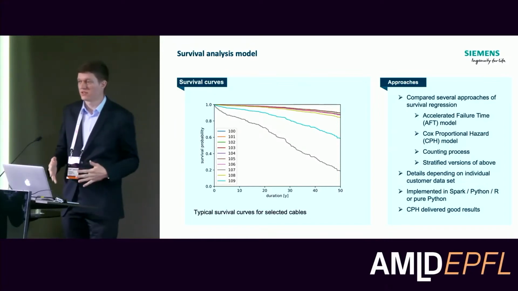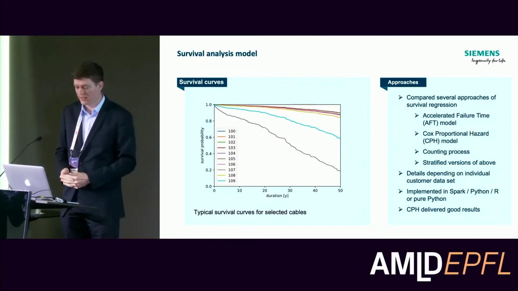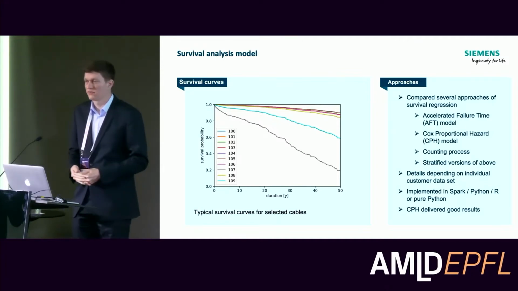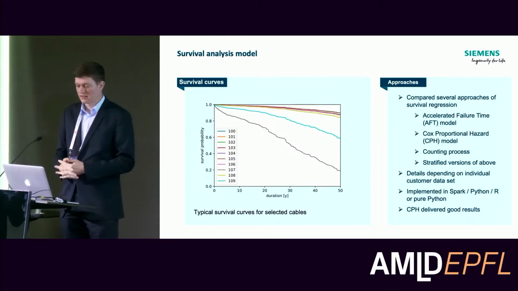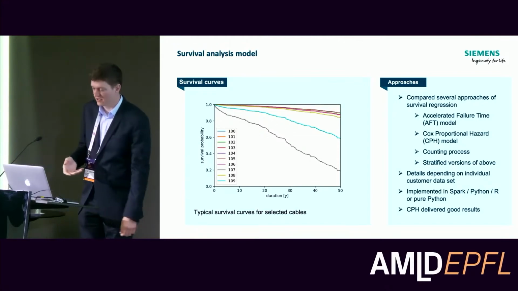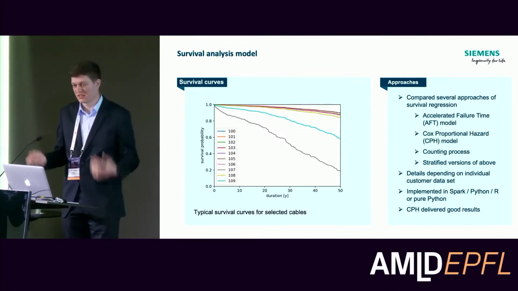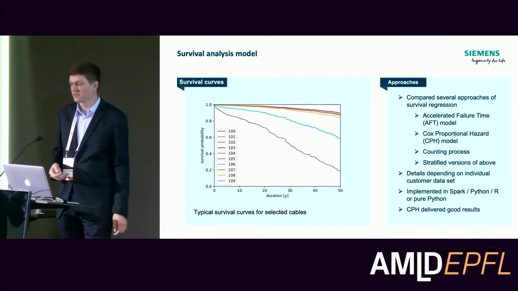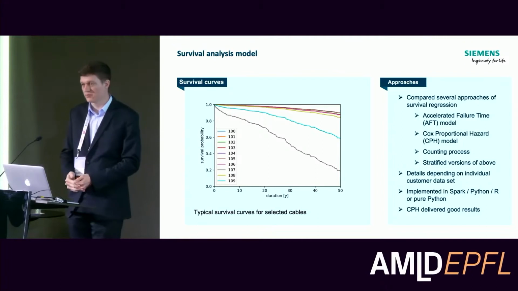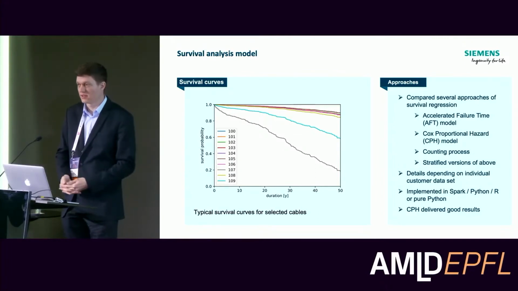We compared different approaches for survival analysis. First, we looked at the accelerated failure time model to fit that to our data. We made that choice because we did all the data integration in Spark, and Spark provides an accelerated failure time model. So we said, let's try that one. It's the easiest. It did not perform that well, so then we looked into the Cox proportional hazard model, which is also available in Python packages. That was quite good, and so we kept that.